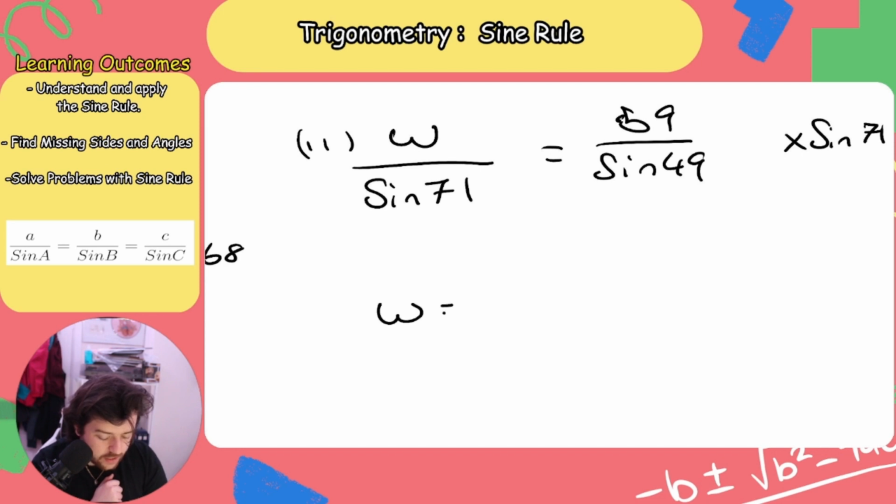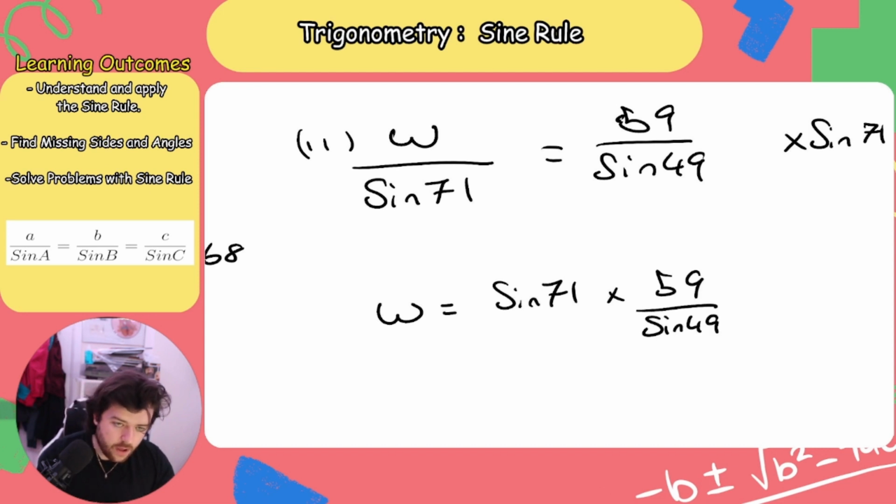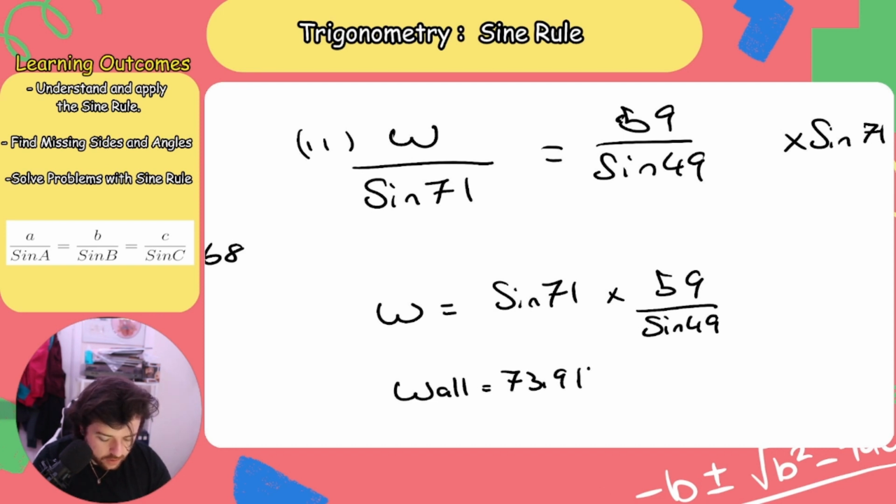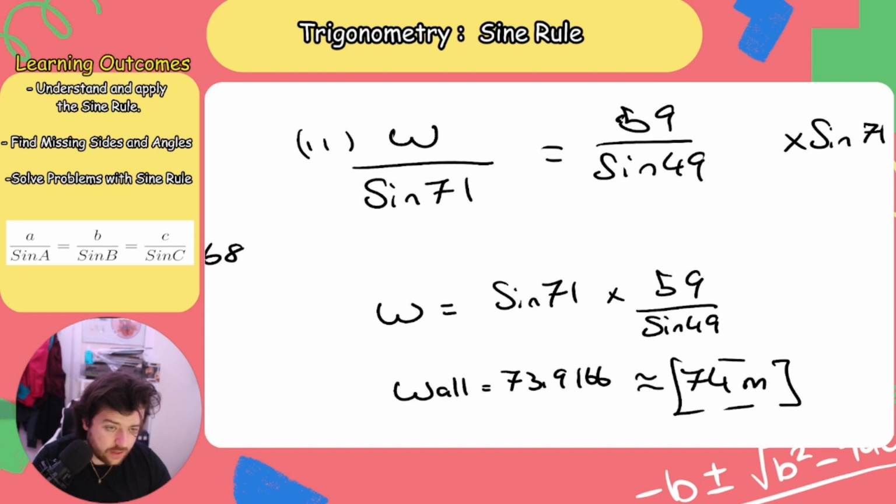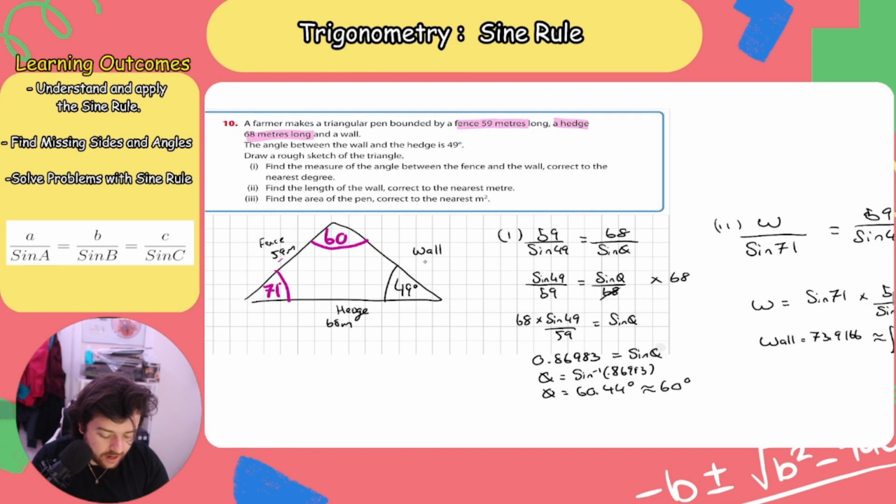So W is going to be equal to sine 71 multiplied by 59 divided by sine 49. Put that in your calculator: sine 71 times 59 divided by sine 49. The wall is going to be equal to 73.9166, which I'm able to round now to 74 meters. So the wall is equal to 74 meters in length.